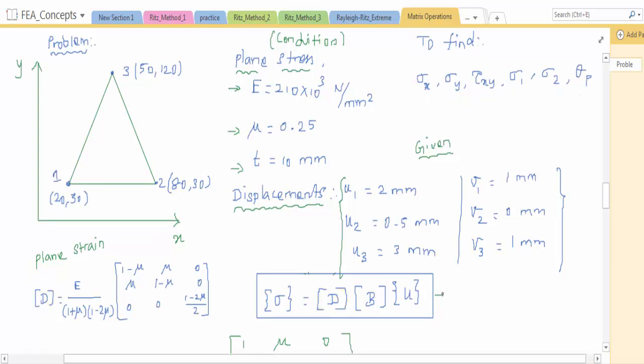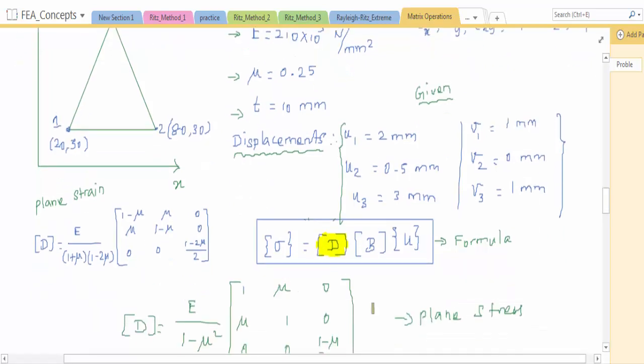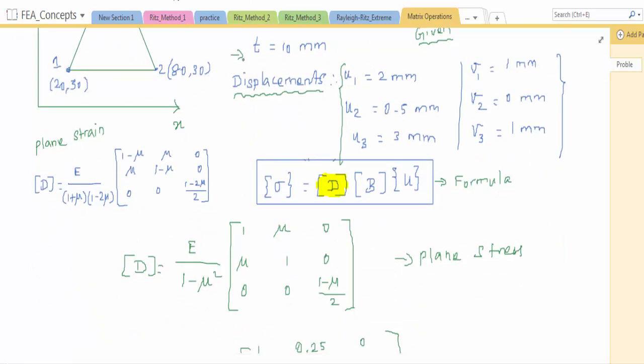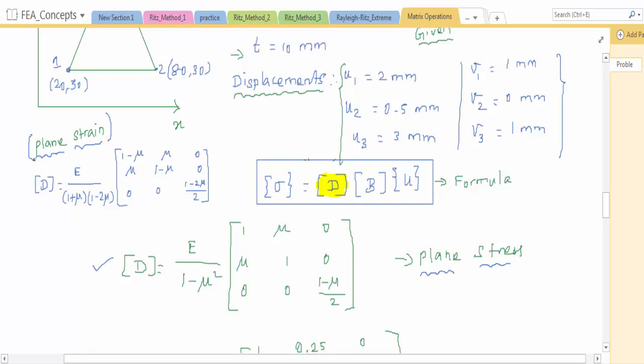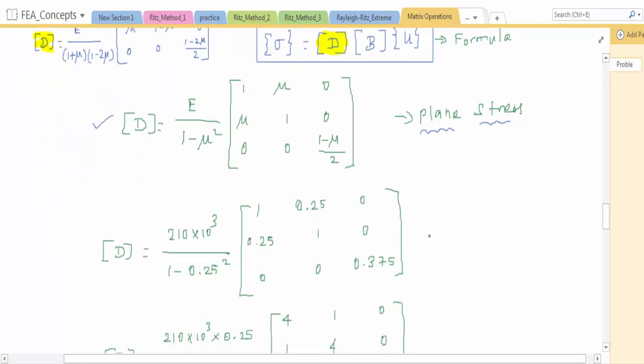Okay, so we have a formula sigma equal to D into B into u. This is the formula in which we are going to substitute all the values. For plane stress condition, we are going to use this formula, that is D equal to E divided by 1 minus mu square, into the matrix 1 mu 0, mu 1 0, 0 0 (1 minus mu) by 2. For plane strain we have to use a different formula. The same problem can be asked for plane strain also. Substitute all the values for D and find out the final matrix.